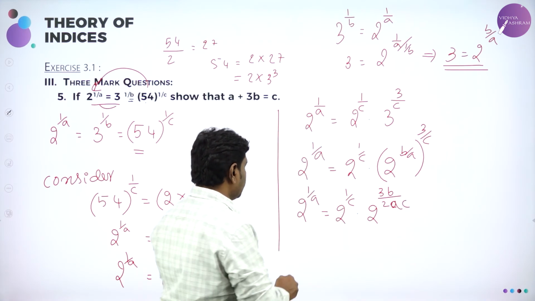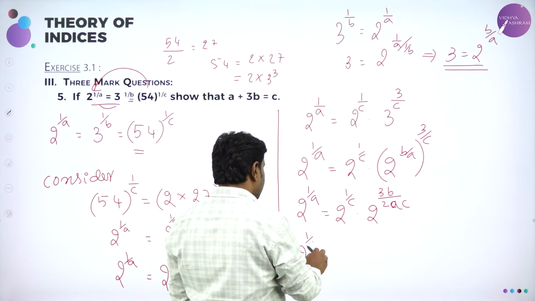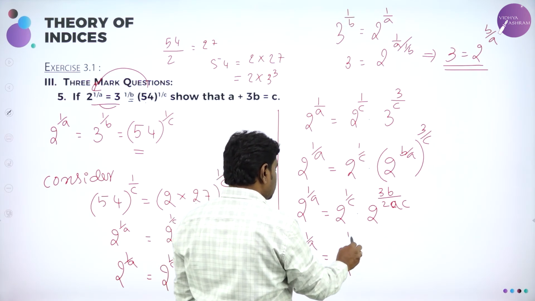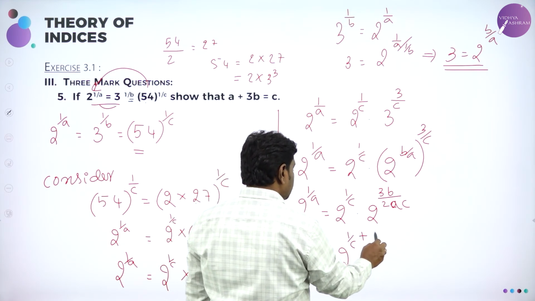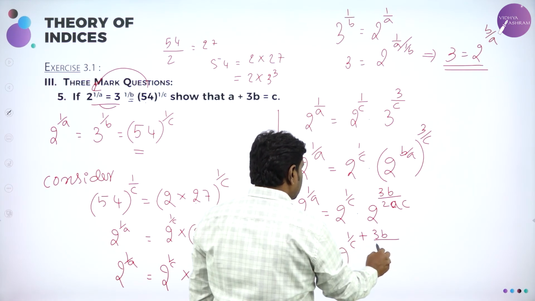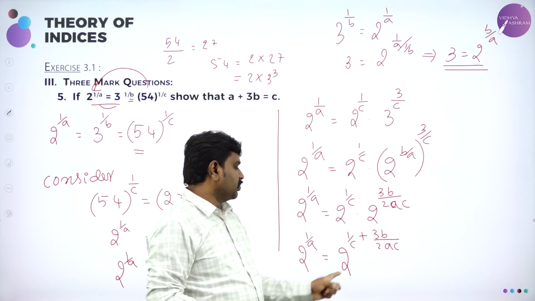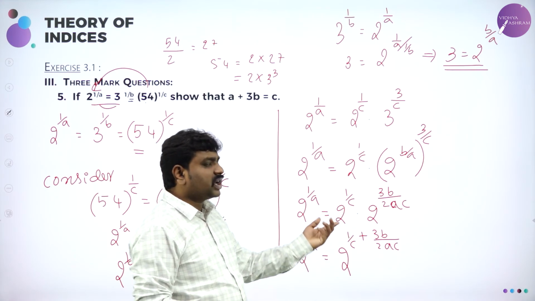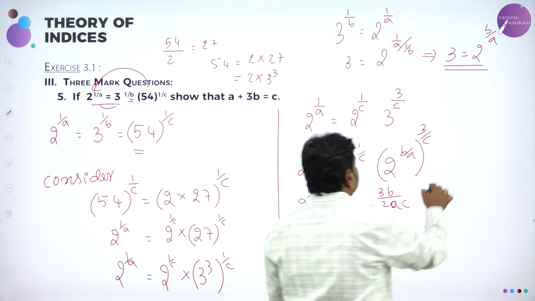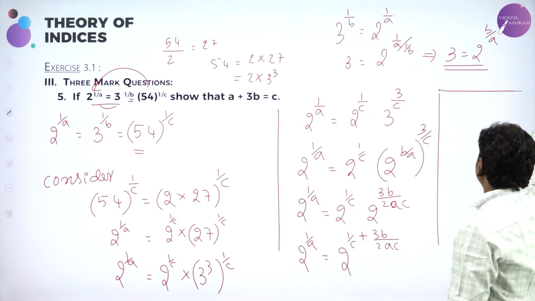Now the bases are same, so equate the powers. 2 power 1 by a is equal to 2 power 1 by c into 2 power 3b by 2ac. Now a per m into a per n is a per m plus n, so this becomes 1 by c plus 3b by 2ac. Now the bases are same, so I will equate the powers to get the required result.